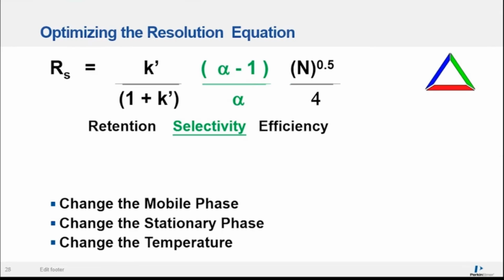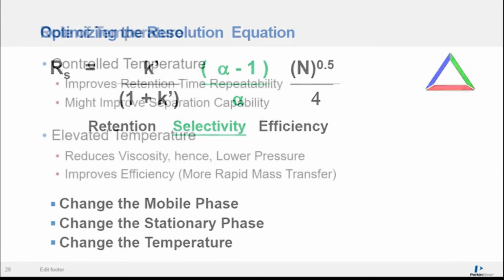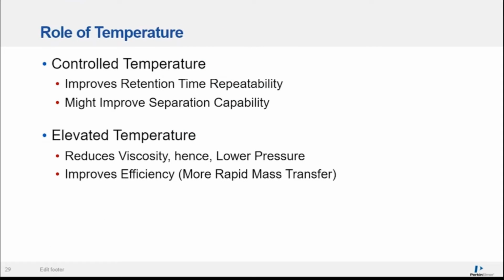Also, sometimes temperature can help you in your selectivity. Let's step aside a moment and talk about the role of temperature in LC. Personally, I believe every HPLC system should include a column oven. Why do I believe that? Because we want to have very repeatable and reproducible retention times, and controlling the temperature is very important for that. Also, changing the temperature might help improve the separation a little bit.